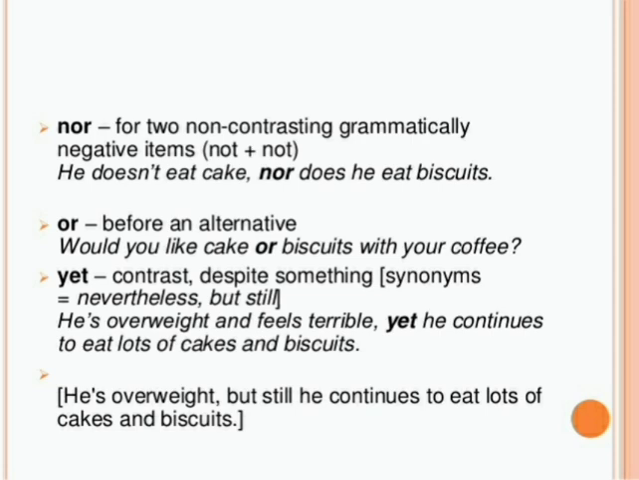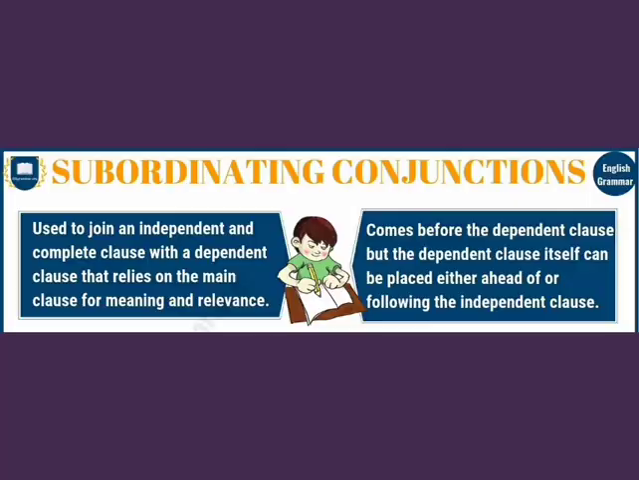Okay. Nor, for two non-contrasting grammatically negative items, not plus not. For example, he doesn't eat cake nor does he eat biscuits, like that. Or, before an alternative: Would you like cake or biscuits with your coffee? Yet, contrast, despite something. Synonyms: nevertheless, but still. He is overweight and feels terrible, yet he continues to eat lots of cakes and biscuits. He is overweight, but still he continues to eat lots of cakes and biscuits, like that.